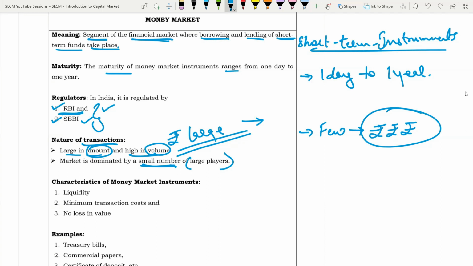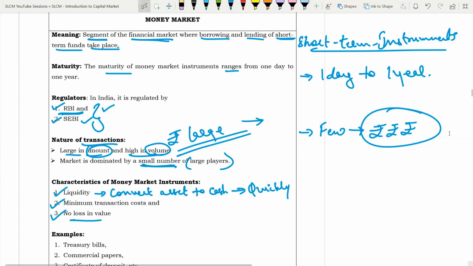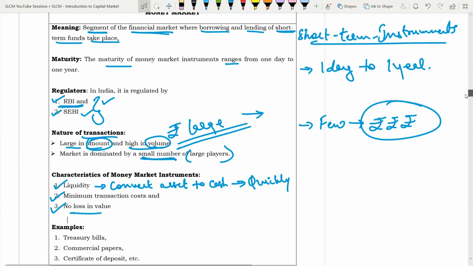Coming to the characteristics of money market instruments, the first one is liquidity. All of us know what liquidity is, where you can convert your asset into cash very quickly. It is not time consuming to convert your asset into cash. That is liquidity, and money market instruments are very liquid. They have very minimal transaction cost and there is no loss in value.